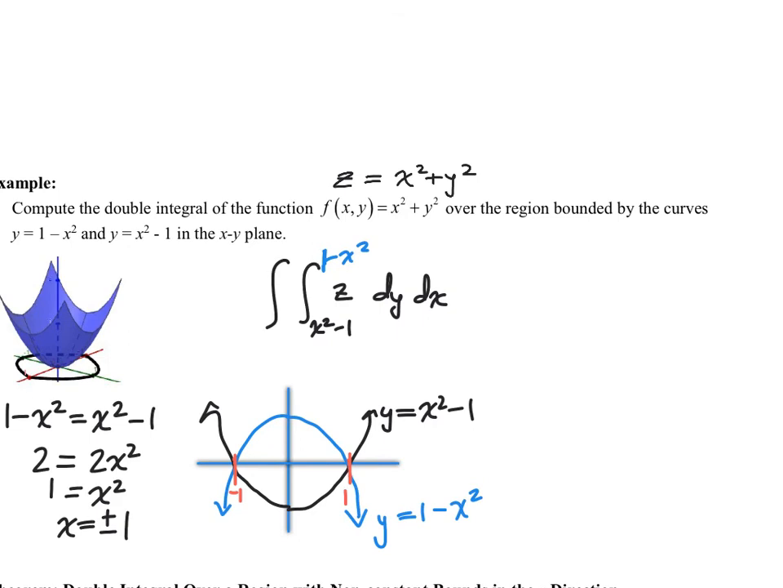All right, so in terms of y, it's going from vertically y equals x squared minus 1 to y equals 1 minus x squared. All right, and then the x values are spanning from -1 to 1, and so now we have our double integral.